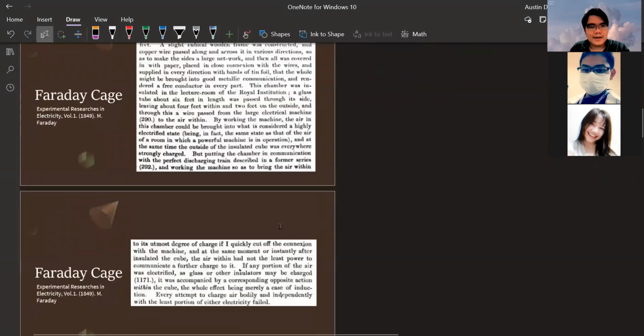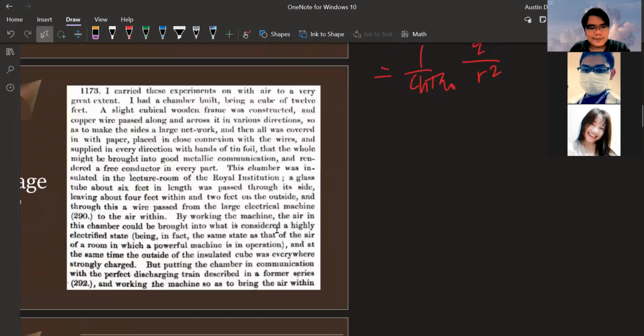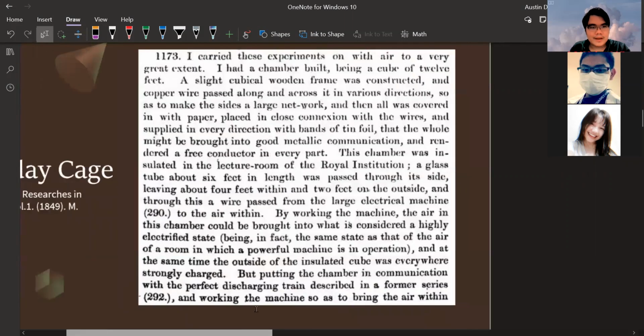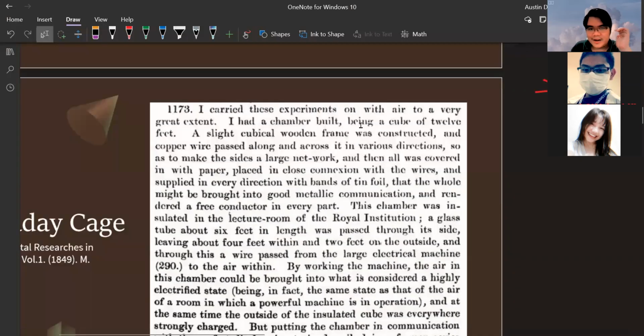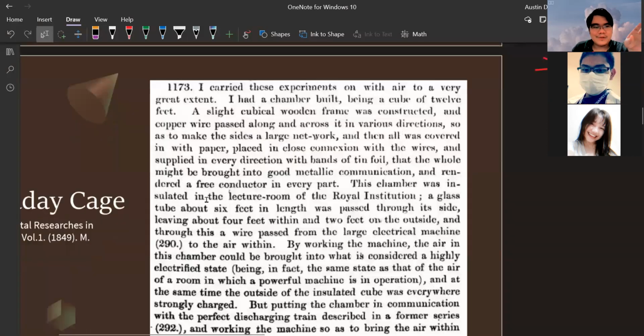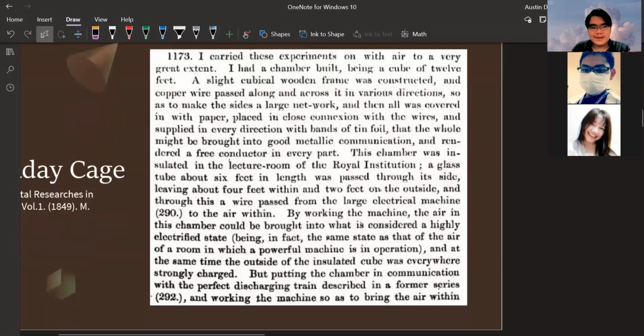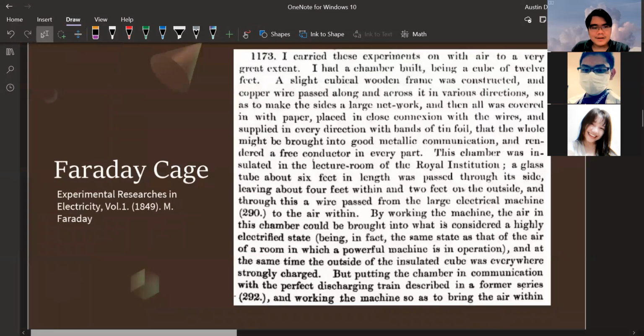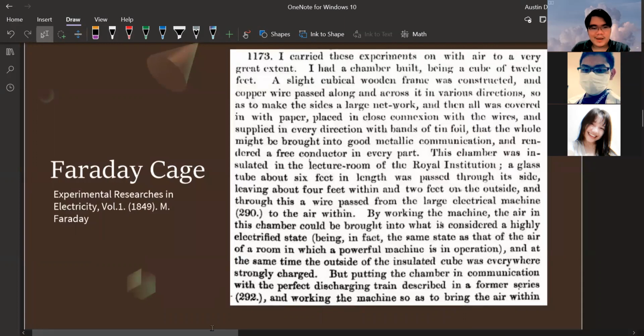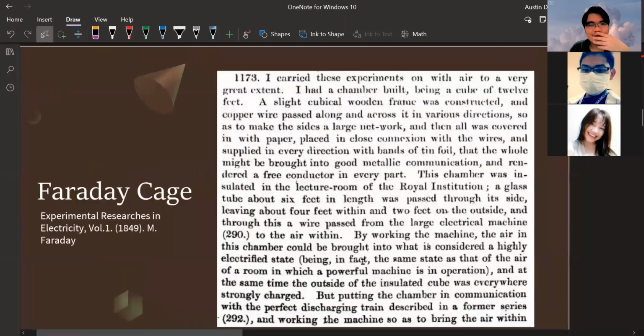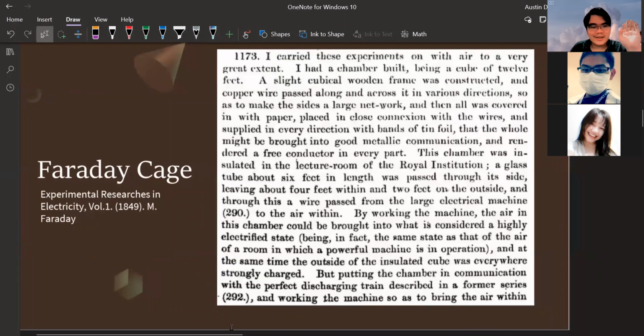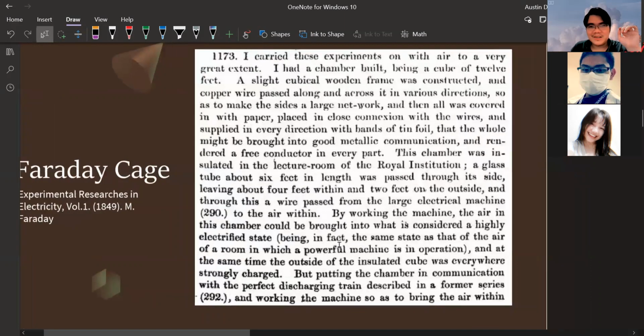Okay, so basahin natin ito. So I carried these experiments on with air. Ang weird, no, pansinin nyo yung grammar nila. Ito ay way back before, so 1849. And this is in the UK, basta nandun sa mga British people, mga English people, diba? Very weird pa yung grammar nila compared sa modern grammar natin.